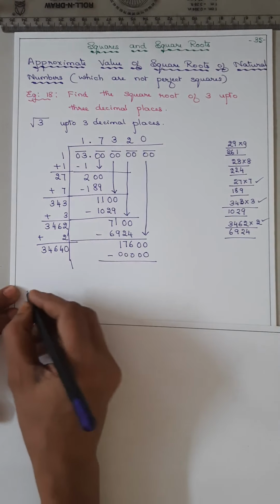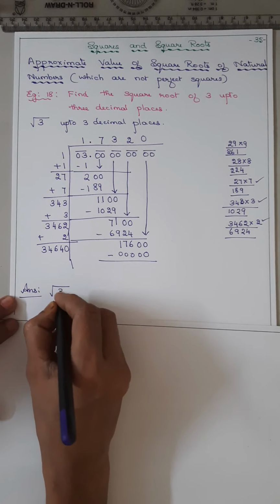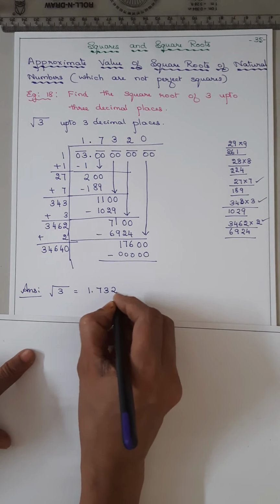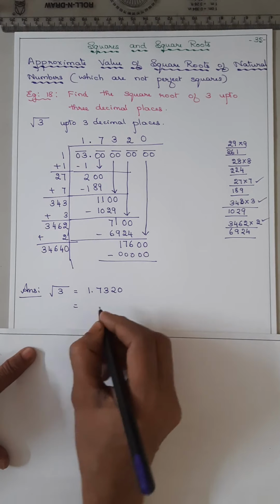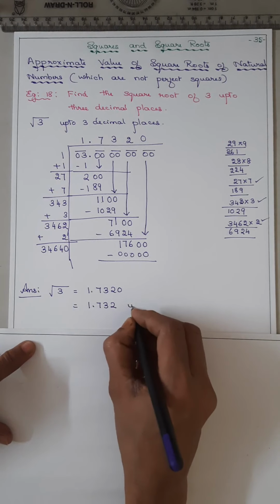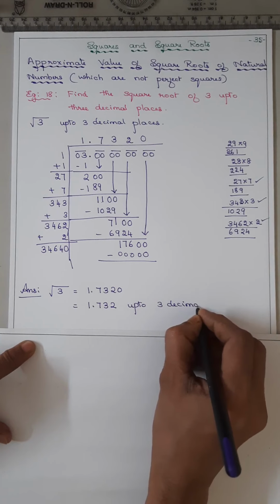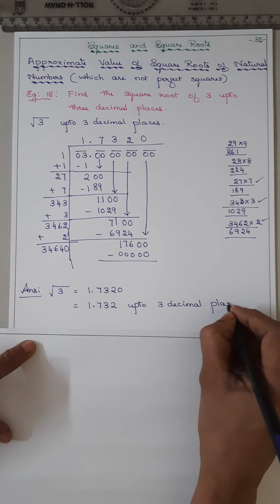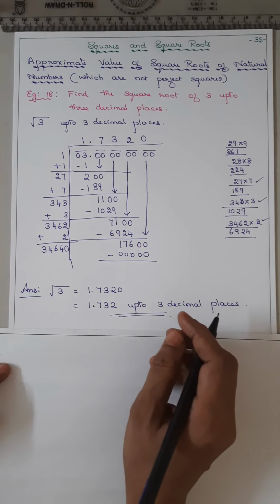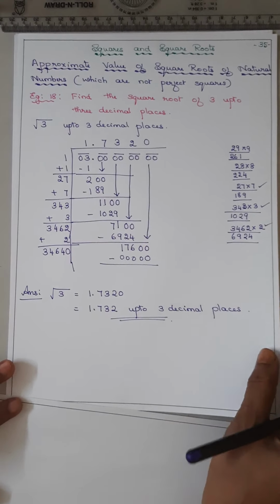That's all. Now the answer, square root of 3 is equal to 1.7320. That means 1.732 up to 3 decimal places. They are not perfect squares. That is why we have to write like this. Is it clear? So we have completed example 18.